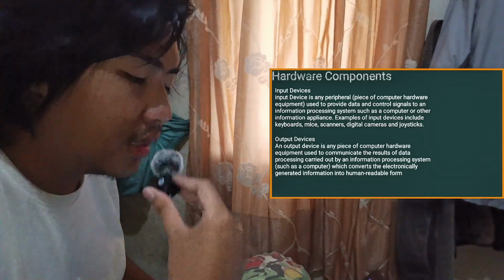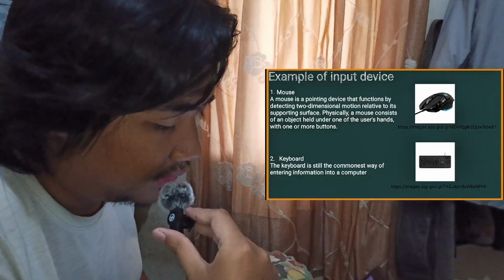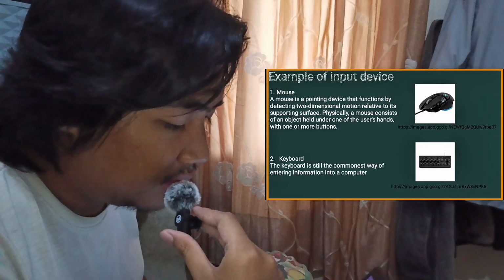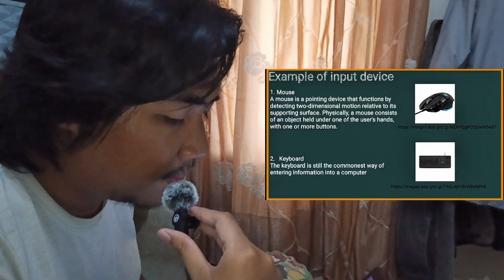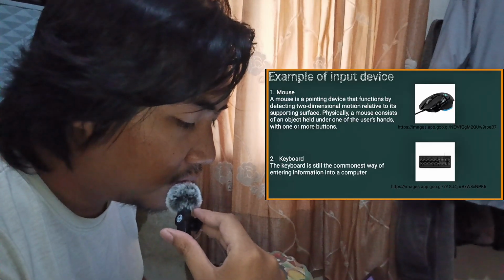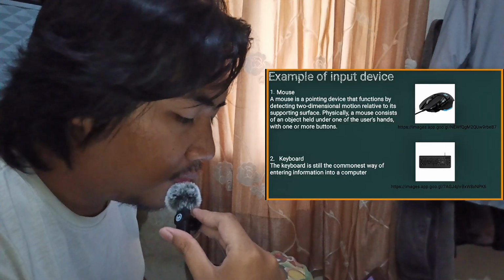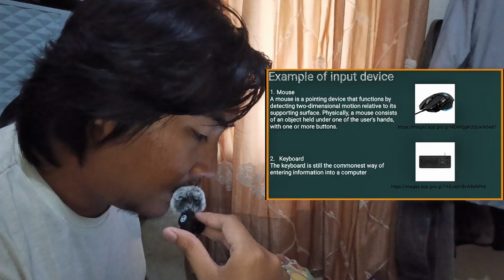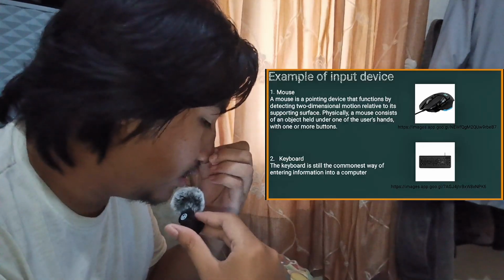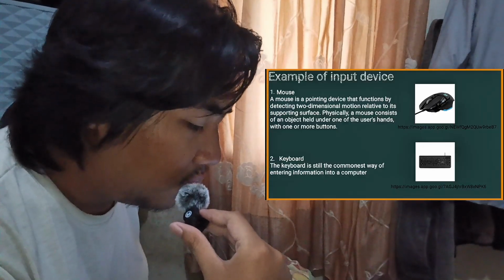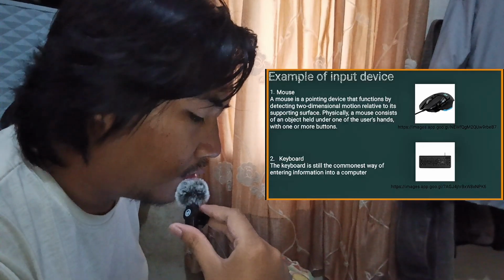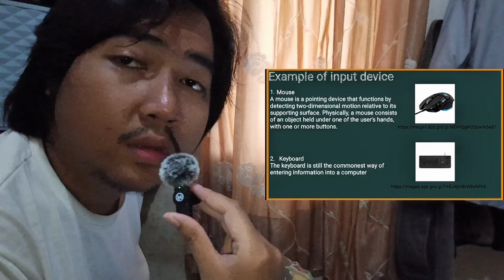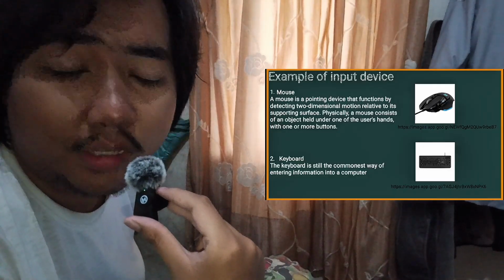The next one is examples of input devices. The first one is mouse. A mouse is a pointing device that functions by detecting two-dimensional motion relative to its supporting surface. Physically, a mouse consists of an object held under one of the user's hands with one or more buttons. So mouse is for point and click.